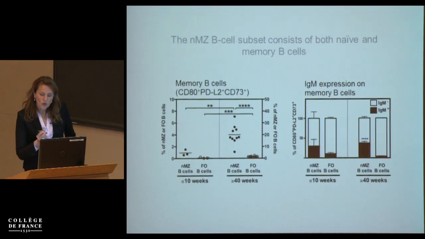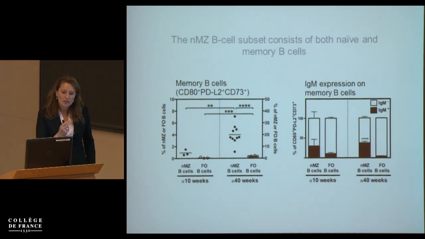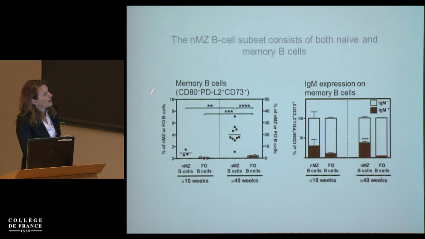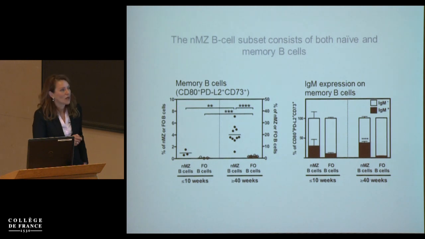And then we also wanted to check whether we have memory cells within this population, because in humans, the marginal zone B cells are represented by memory cells. So we wanted to know, is this also a feature in mice? So here we characterize the cells according to different markers which have been published. We use published markers for the memory B cells in mice. And then we investigated the frequency of memory cells in this population, the nodal marginal zone B cells, or in the follicular ones, and in young mice or in aged mice.